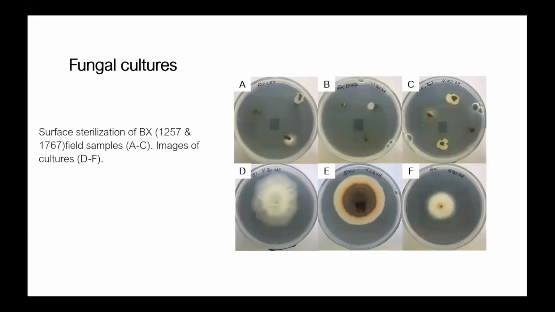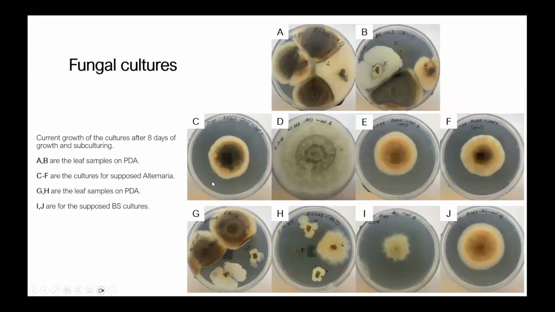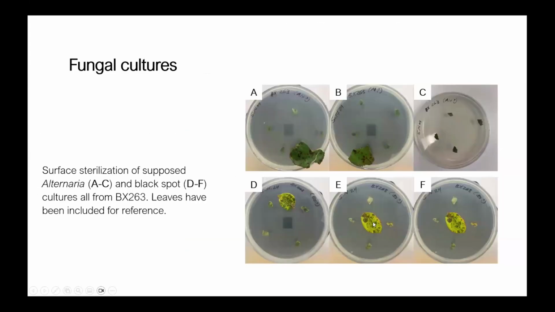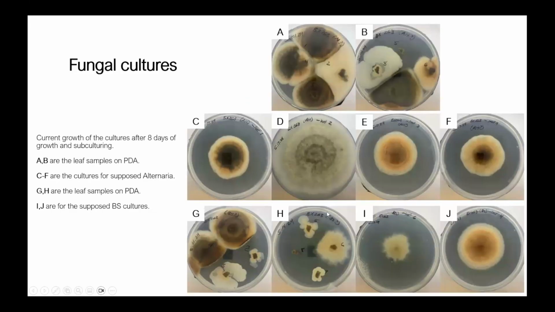Here is an overview of the fungal cultures that we're getting. This gives an idea of surface sterilization from the leaf and the associated cultures that we're getting from the leaves. And then some of the leaf spots that we've noted, with the culture, so you can see that. And same thing here as well. So just a lot of different images of the cultures we're seeing.